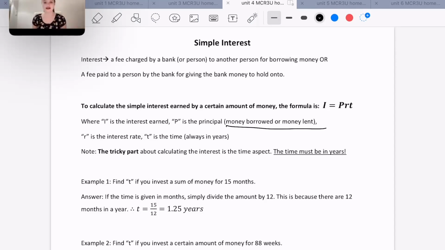In any of these money situations, there's going to be a borrower and a lender. It just depends which person we are in that case, but it's the same deal, the same way we calculate, regardless of if we're the borrower or if we're the lender.